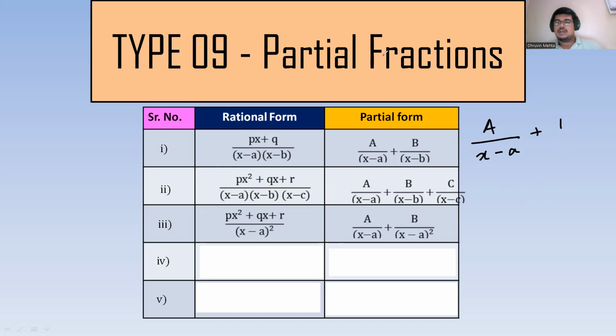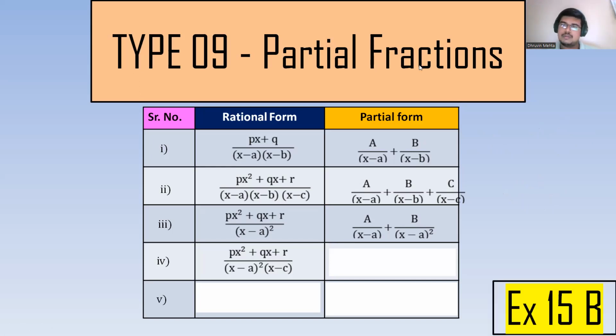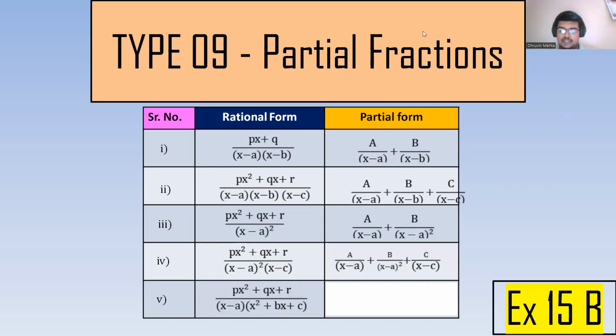Okay, now next one I want you all to try this. If we have denominator x minus a the whole square and x minus c both, then what do you think we will do? A upon x minus a, B upon x minus a square, and C upon x minus c. Perfect. We'll take A upon x minus a, B upon x minus a the whole square and C upon x minus c.